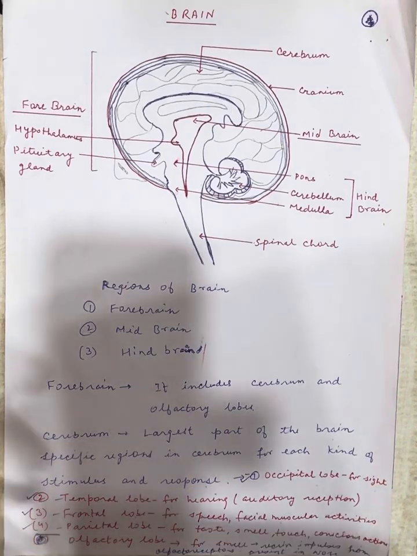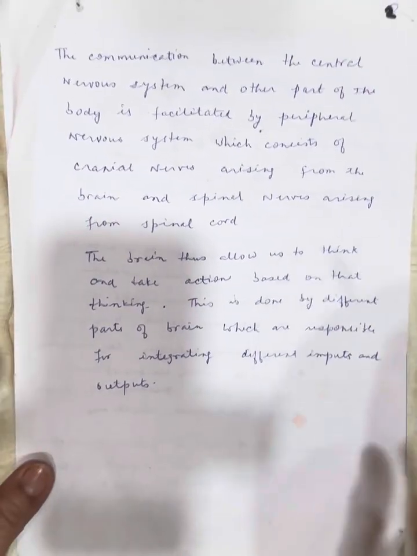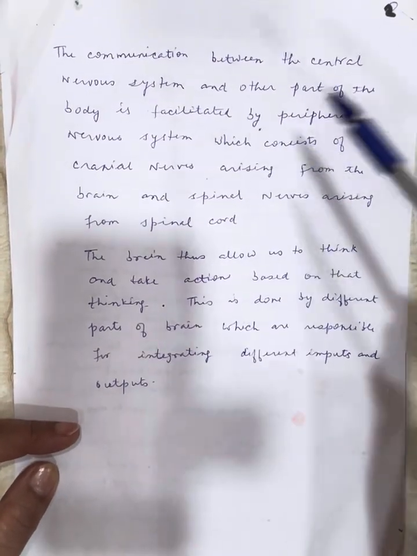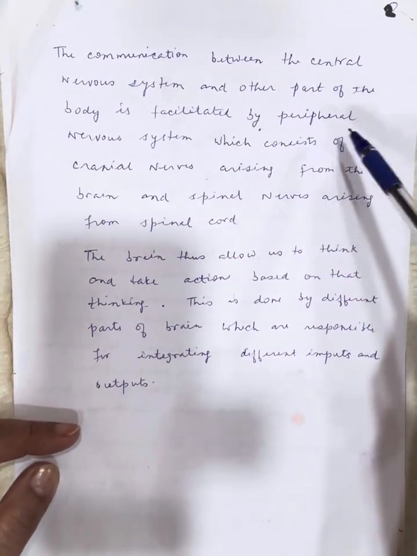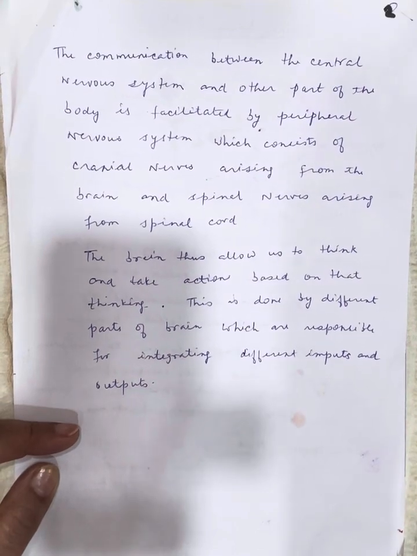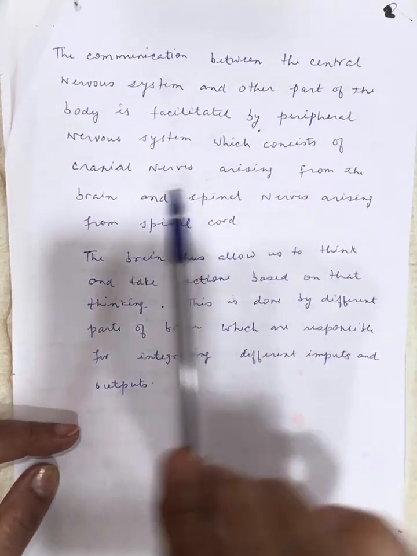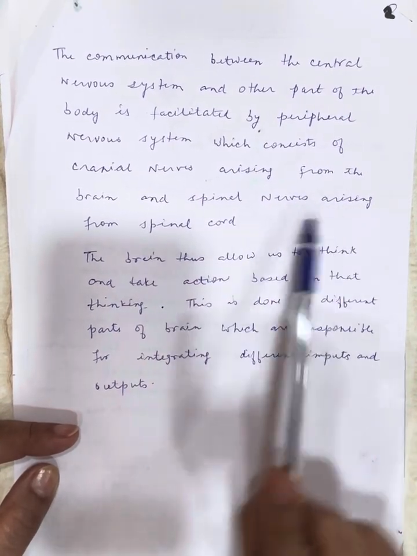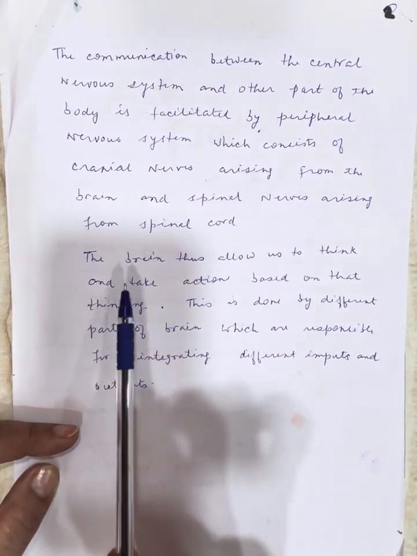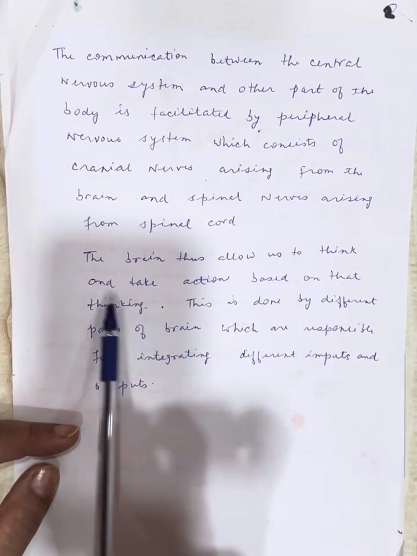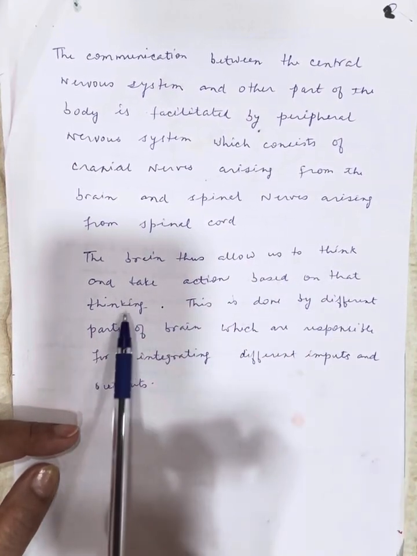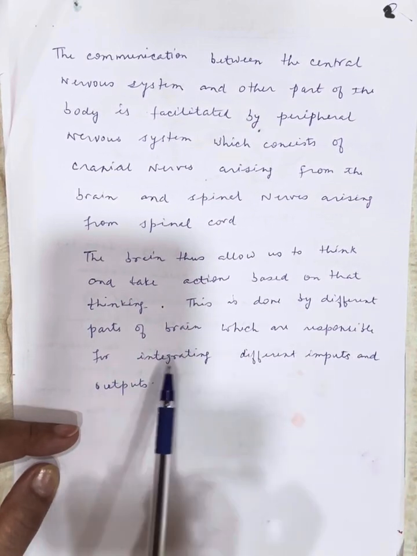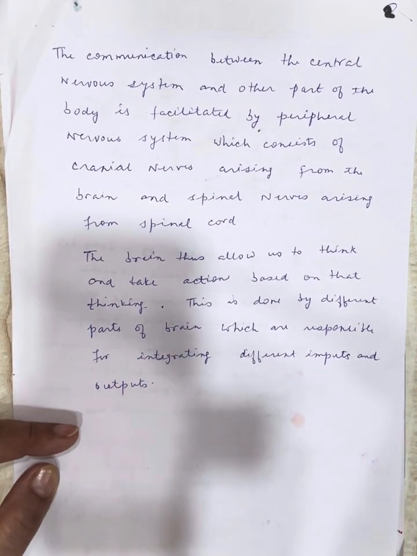So you see how the communication between the central nervous system, like brain and spinal cord, and other parts of the body is facilitated by the peripheral nervous system, which consists mainly of cranial nerves arising from the brain and spinal nerves arising from the spinal cord. The brain thus allows us to think and take actions based on that thinking, that is done by different parts of the brain which are responsible for integrating different inputs and outputs.